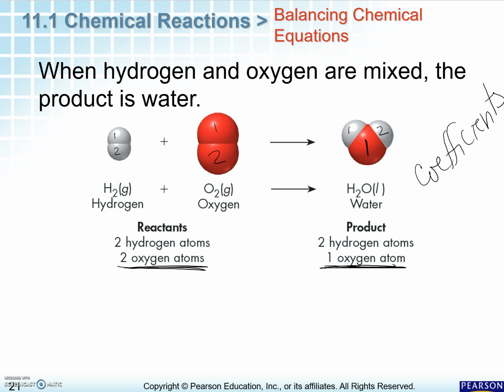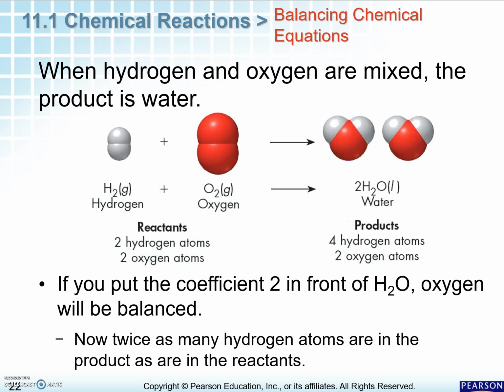So to fix this, we are going to use something called coefficients. So coefficients allow us to multiply the number of atoms that we have in that molecule. So let's pretend that we have 2 of our water molecules. So once again, on the left side, we have 2 of our hydrogens, 2 of our oxygens. And let's take a look over here. We have 1, 2 oxygens. All right, that's good. So we finally have the same number there.